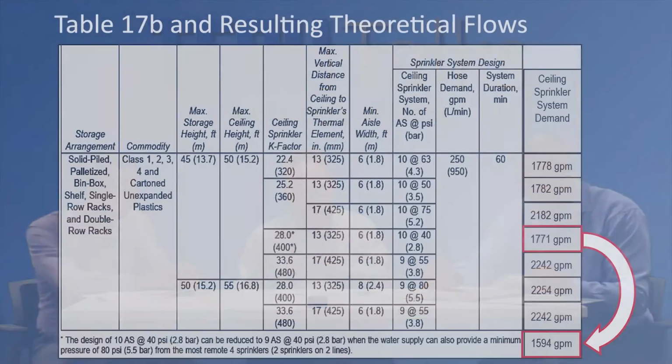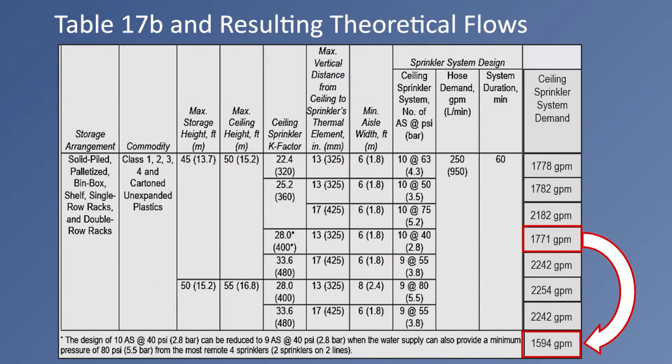But there's a couple of things. We built a table here that's kind of a table 17B with the flows. I just added that column in on the right, and we'll show it here on the screen. That's not the table itself. I added that column to show the advantage and the difference when you're calculating just theoretical flows, especially the difference in the K-28.